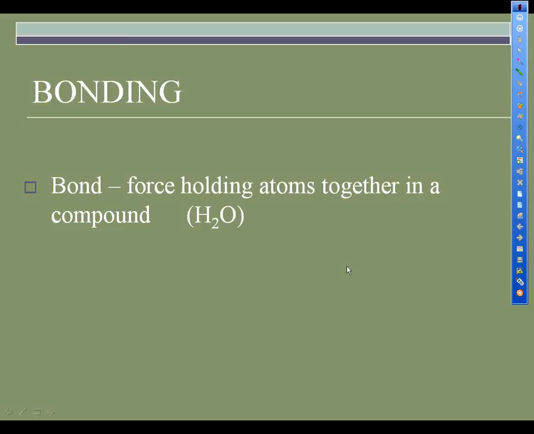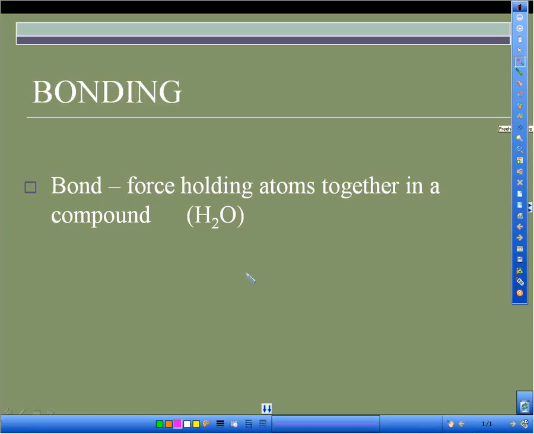We're going to talk about bonding, the idea that elements bond together to form compounds. So the definition for a bond is that it's the force holding atoms together in a compound. The chemical formula for water is H2O. What that means is that you're going to have an oxygen chemically bonded to two hydrogens. So there's actually some sort of chemical connection keeping the oxygen and the hydrogens together, and that chemical connection is called a bond.